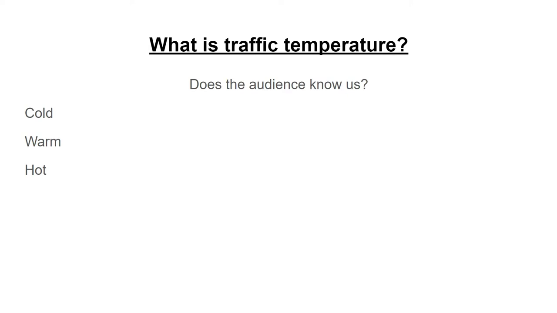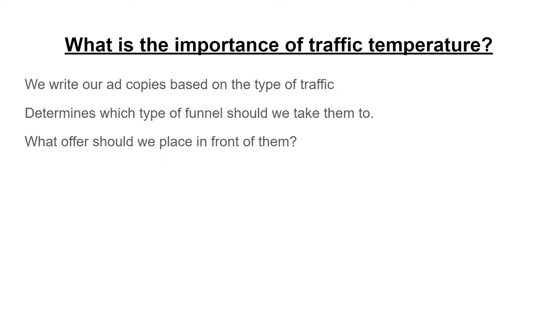Now that we have understood what exactly traffic temperature is, let us look into the importance of traffic temperature. The first and foremost importance is that we have to write our ad copies based on the type of traffic. Someone who does not know you is not going to buy stuff directly from you. There are some scenarios in which this is different, but when it comes to long-term marketing, it is really very important to write our ad copies based on the type of traffic. Next, it is important to determine what kind of funnel we have to take that particular person to. A cold audience funnel would be different than a warm audience funnel, which would be way different from a hot audience funnel.